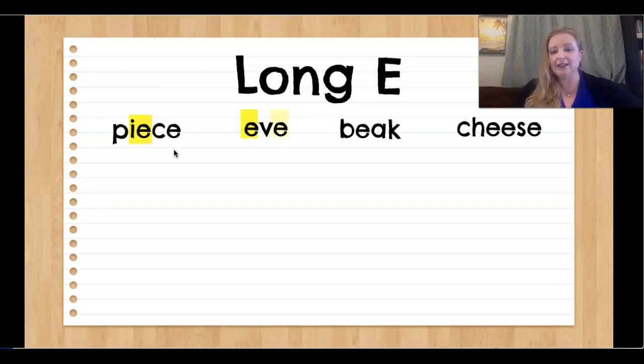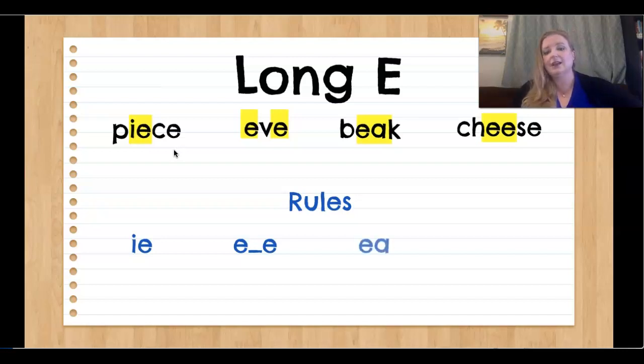And then there's a consonant, and then there's another E. So the E consonant E will say the long E sound. And then the EA in beak says E, and the EE in cheese says E. Let's go over the rules again. The IE is a spelling pattern that says E. E consonant, any kind of consonant, E works. The EA has the long E sound, and the EE has the long E sound.